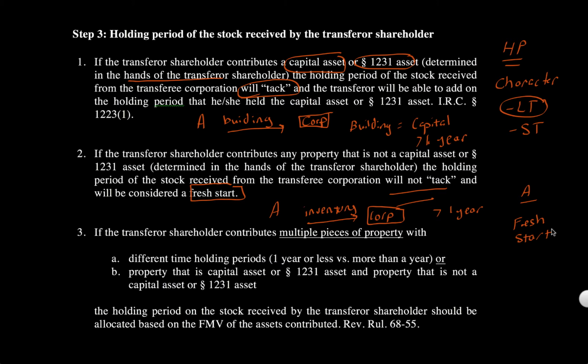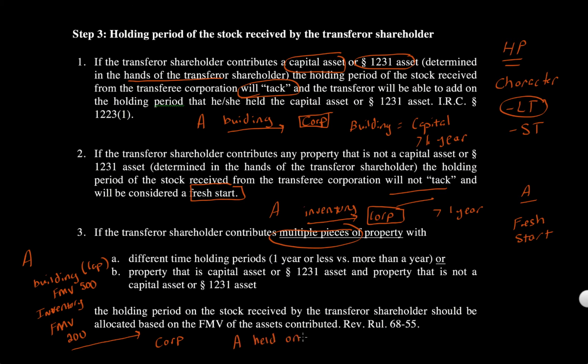Now, what if the transferor contributes multiple pieces of property? Let's say that A, as part of a section 351 A transaction, is going to transfer a building with a fair market value of $500 and inventory with a fair market value of $200. And A transfers this to a corporation in exchange for stock, which again qualifies as a non-recognition event. Well, the building, let's say, is a capital asset in the hands of A, so we'll say it's capital. The inventory is not capital, nor is it 1231. And let's say that A has held on to both of these items, the building and inventory, for more than 1 year.